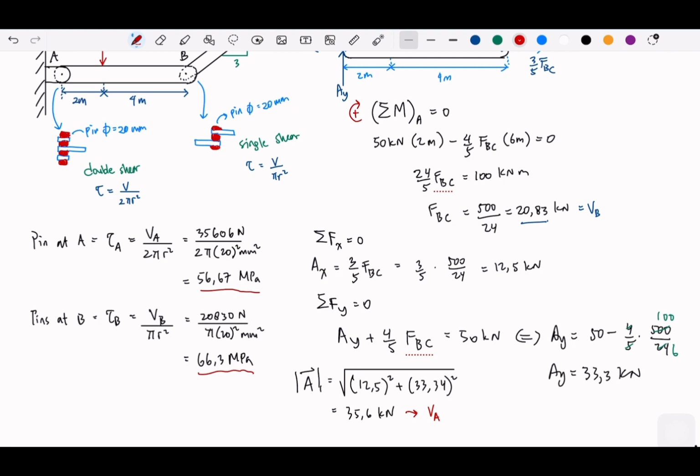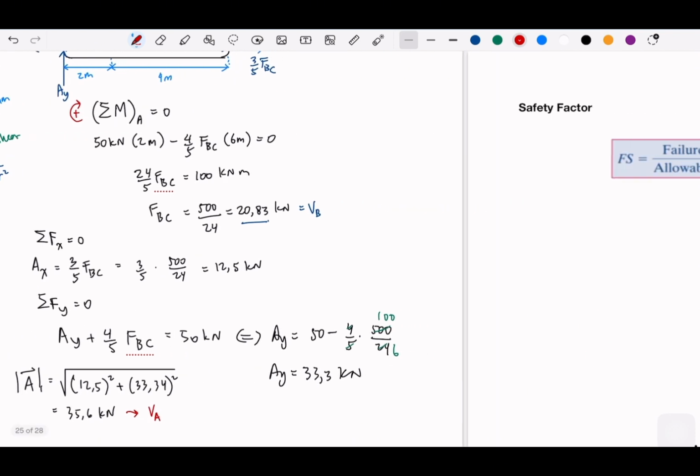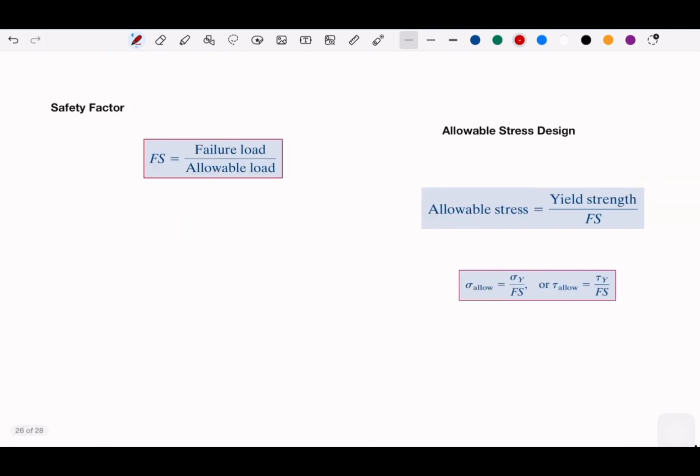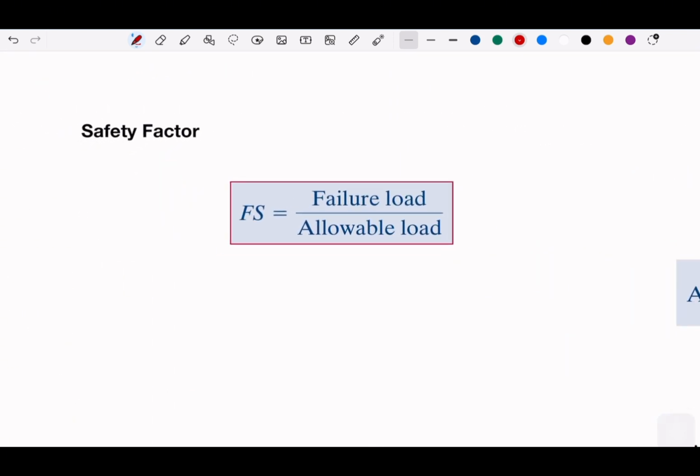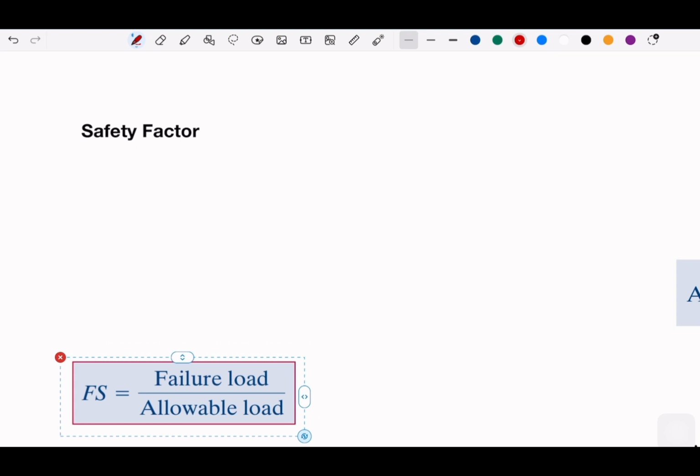If there are no questions, let me continue with the next subtopic. The next subtopic is about the safety factor, or factor of safety.